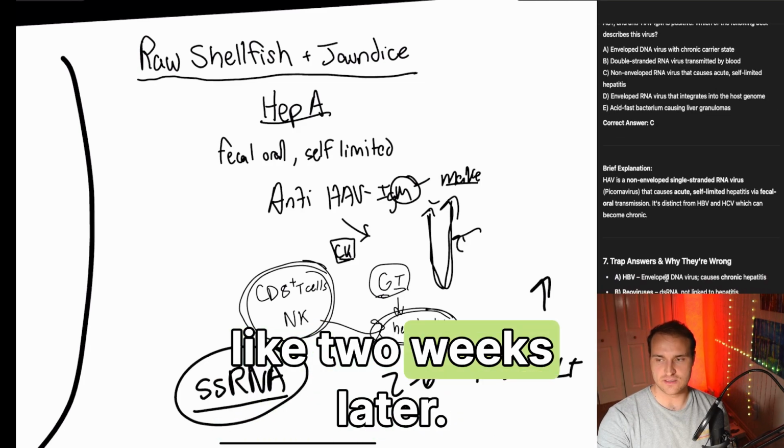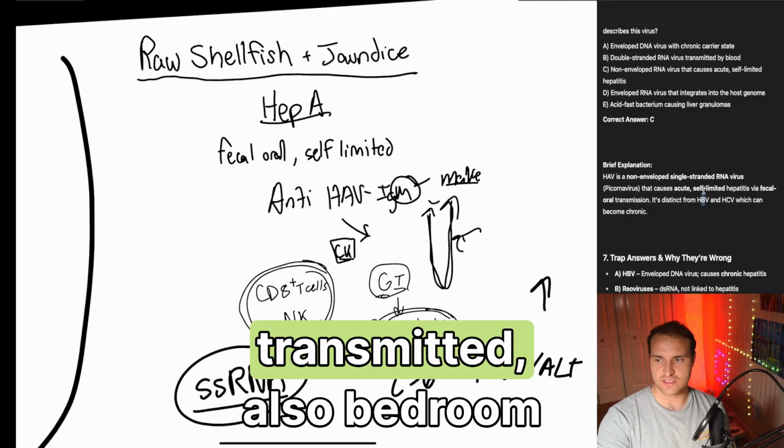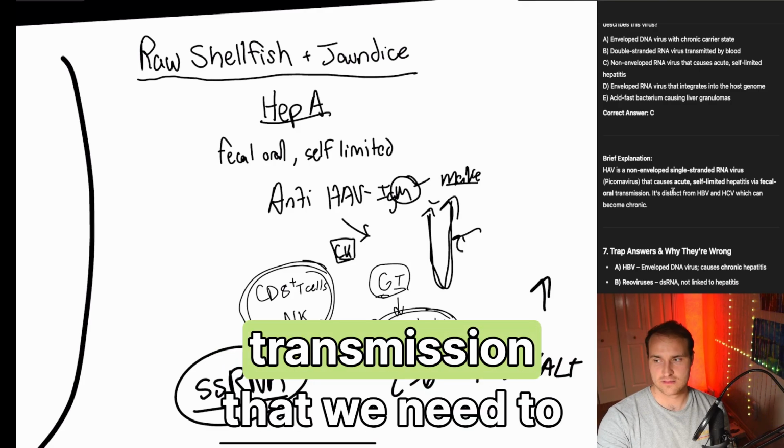You know, this is just going to be like 2 weeks later. Whereas HBV and HCV can become chronic. Blood transmitted. Also bedroom transmitted. So just different mechanisms of transmission that we need to know.